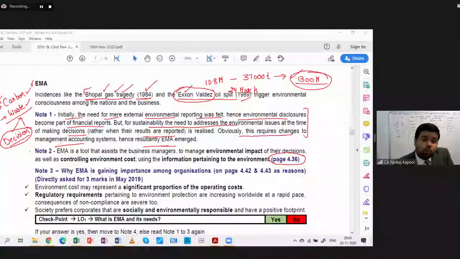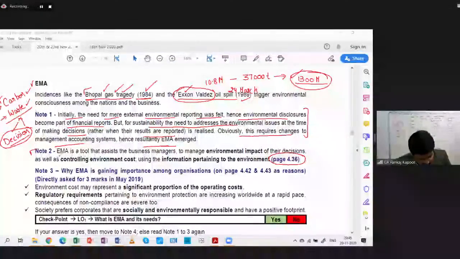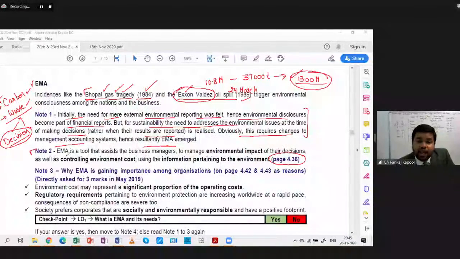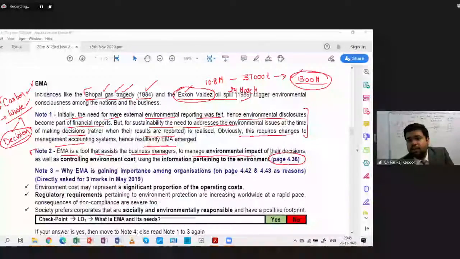Now, the question arises, what is the EMA? I eased up the definition which is given in the study material so that you can understand it as well as remember it. Okay. So read it very, very carefully. EMA is the tool that assists the business manager to manage the environmental impact of their decision as well as controlling the environmental cost using the information pertaining to the environment.